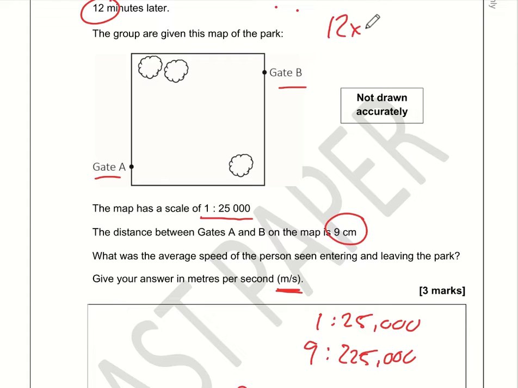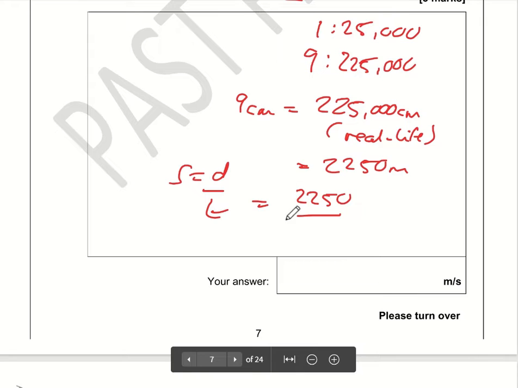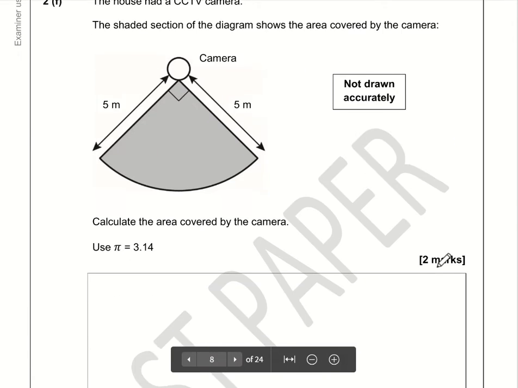So 12 multiplied by 60, that is 720 seconds. So that's my final calculation, 2250 divided by 720 seconds, and that comes to 3.125 meters per second.